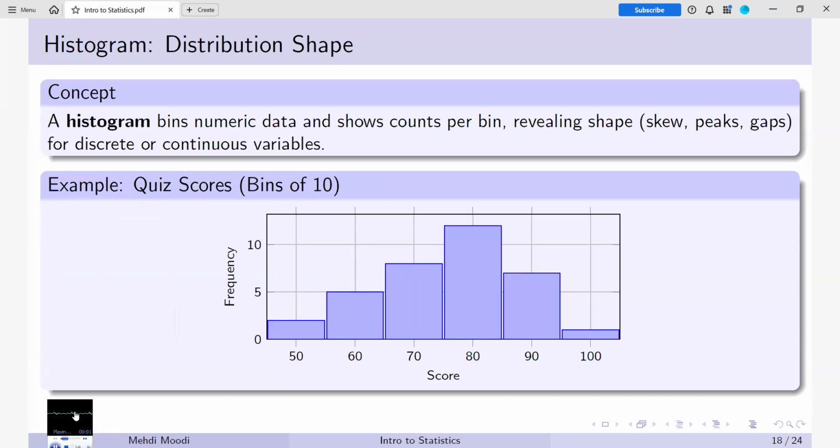Most scores cluster around 65 to 95 with a small skewness to the left. Histograms reveal distribution shape, skewness, and multimodality better than raw tables.